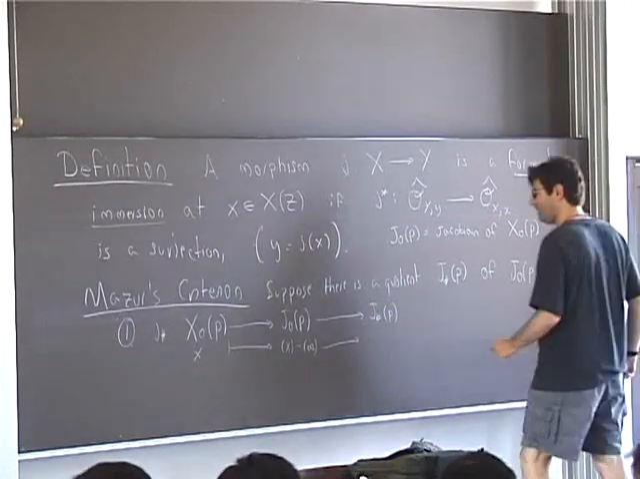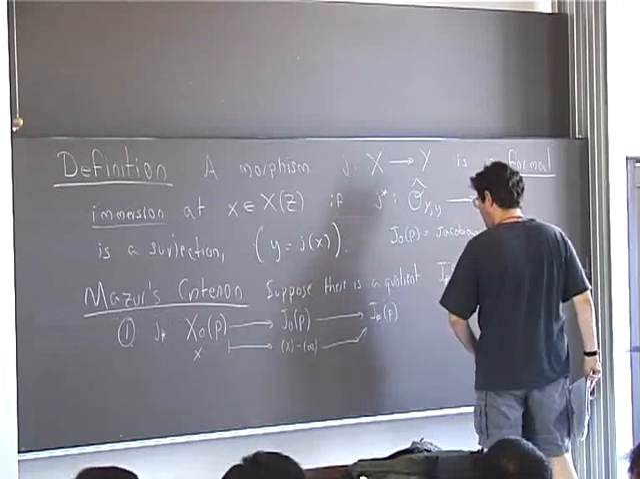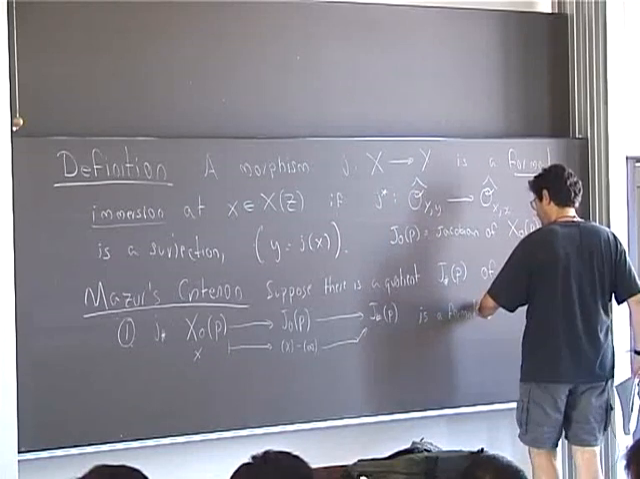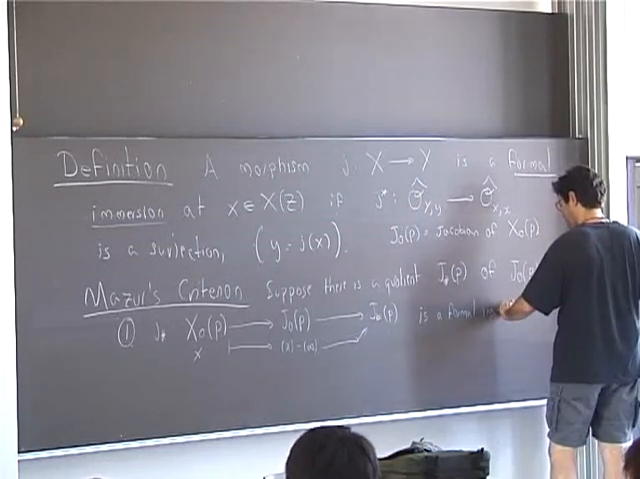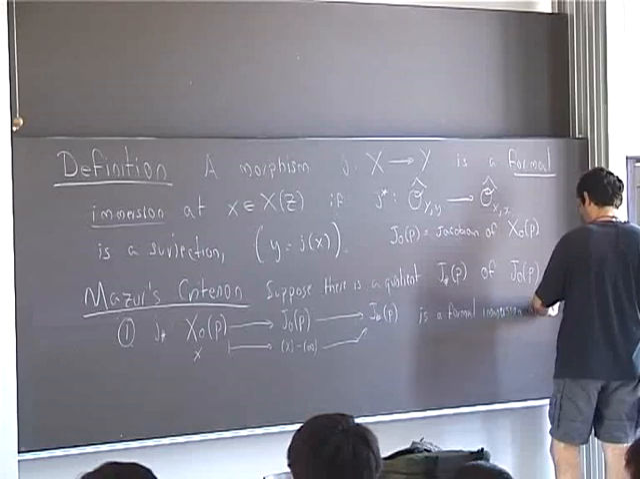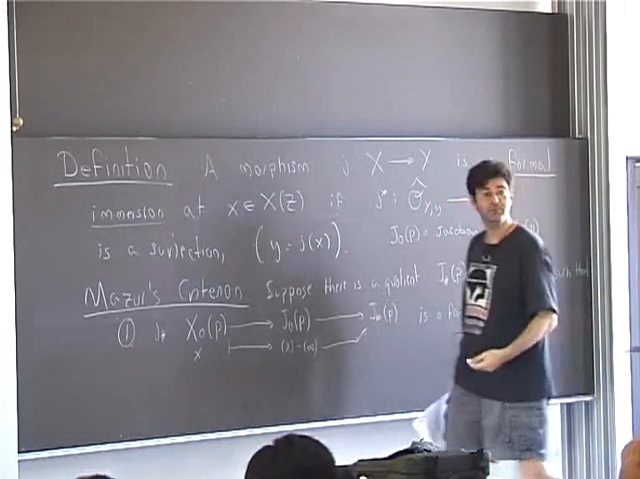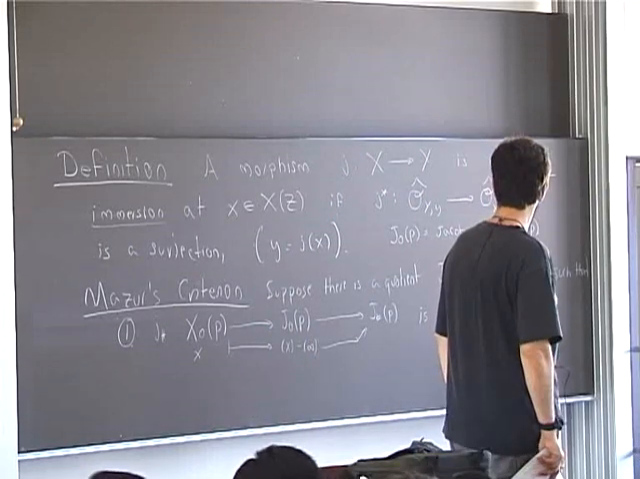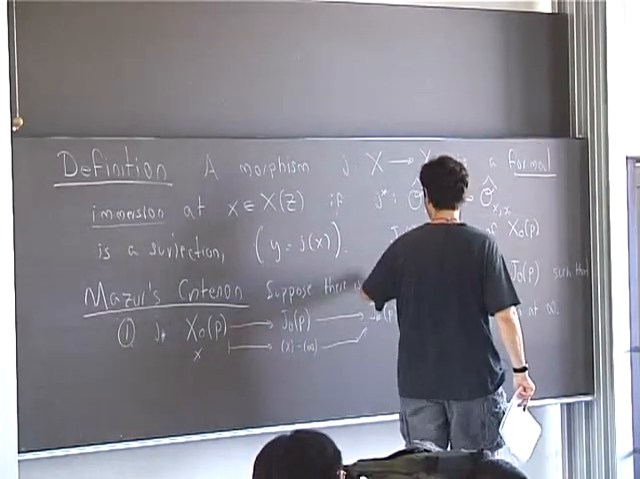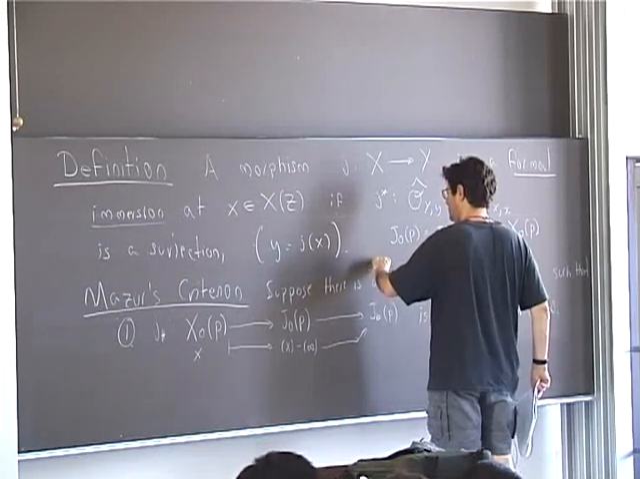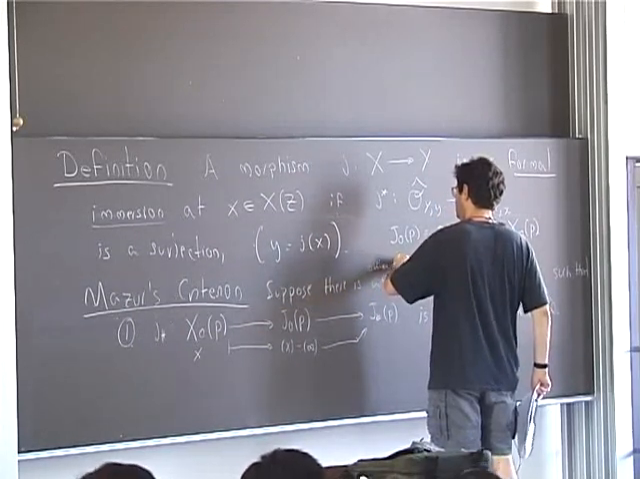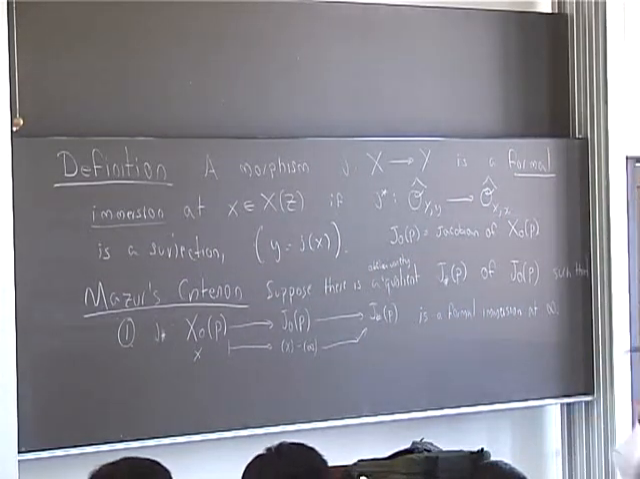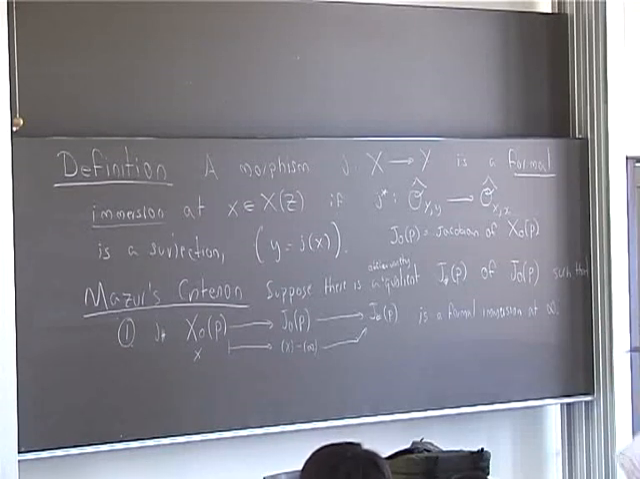So I want that to be a formal immersion at the point infinity, at the cusp infinity. This is an abelian variety quotient. So it might be an elliptic curve, or it might have some elliptic curves in it, but it will be a higher dimensional abelian variety.